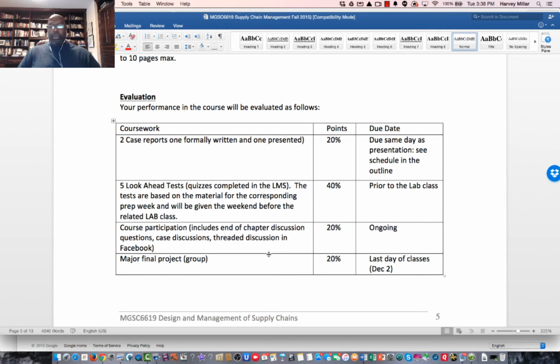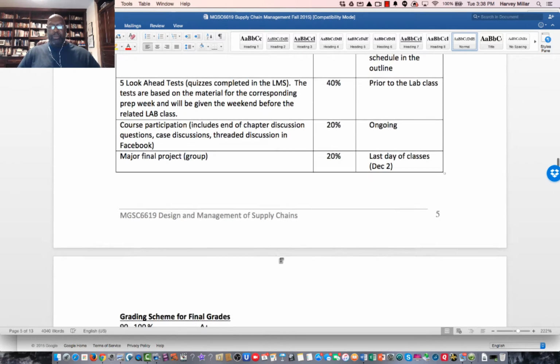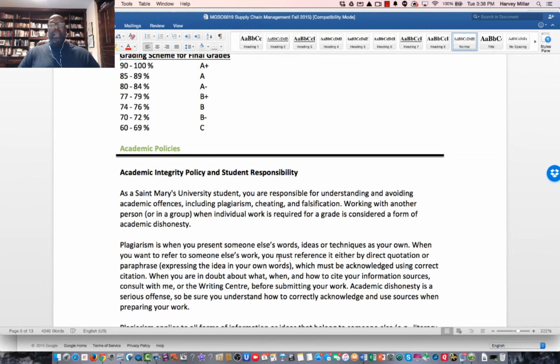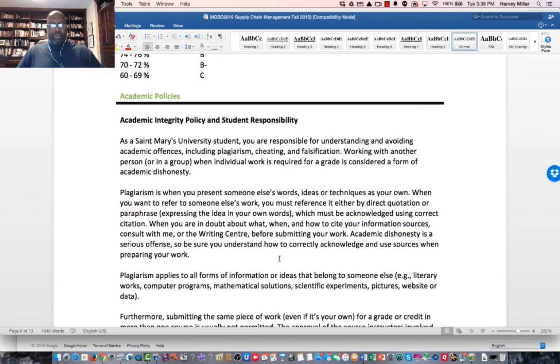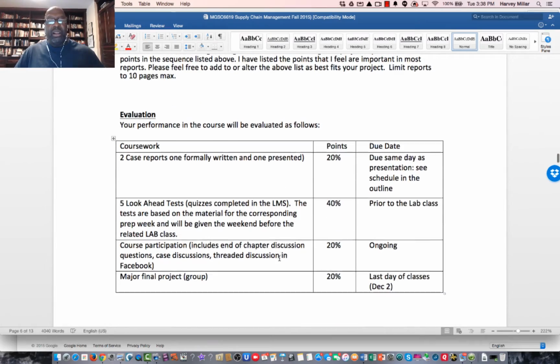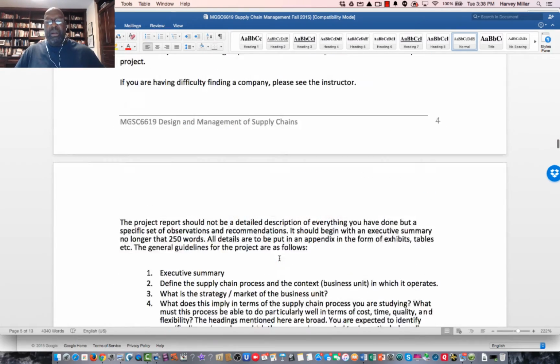Finally, we have a major project, which is 20%, and you have a choice between writing a term paper on some topic related to supply chain management, or doing an actual practical project where you go into a company, take a look at the supply chain, do an analysis, and then write a report with some recommendations on how you could improve the supply chain. Okay, so those are the core elements of our evaluation.